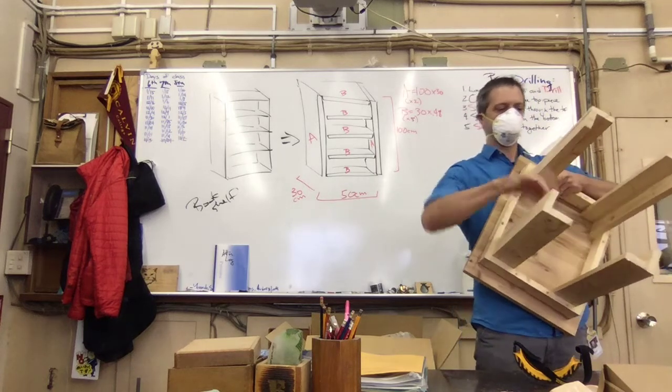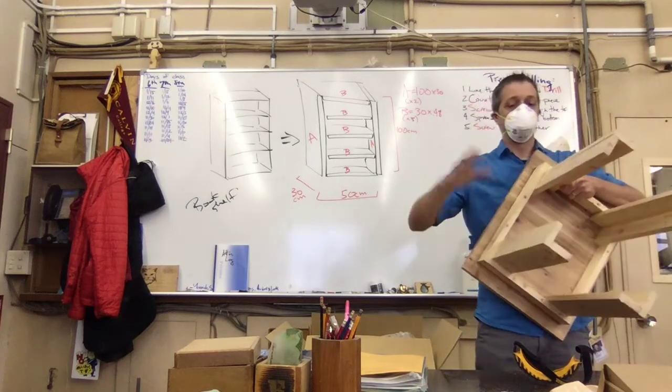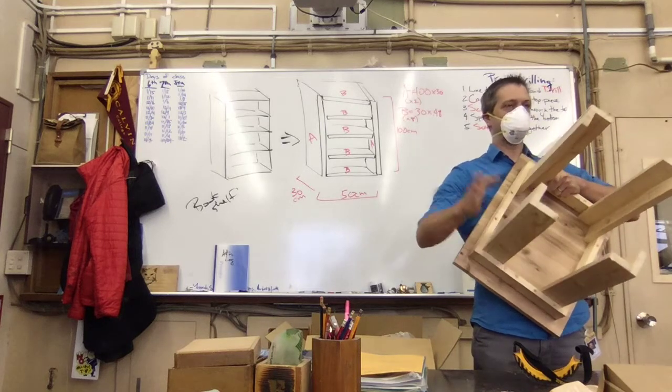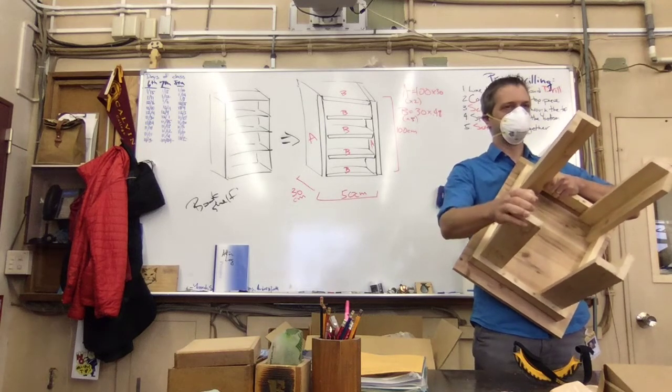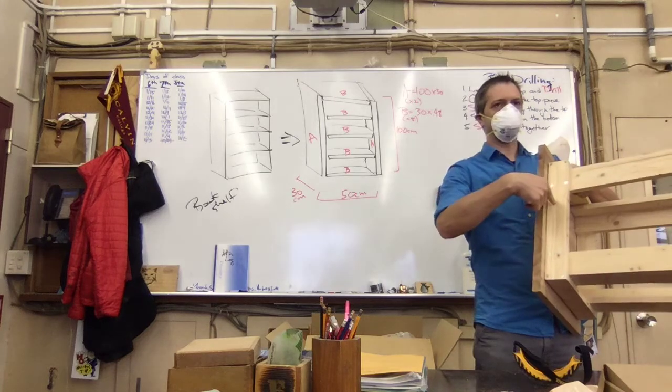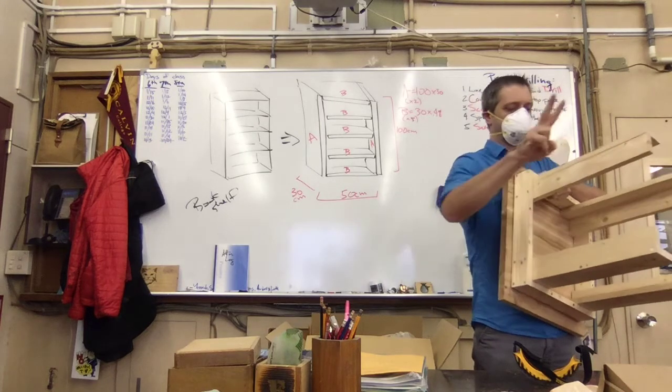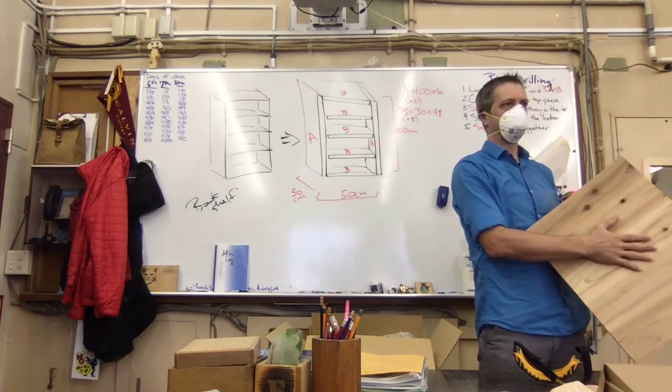So you've got 1, 2, 3, 4, 5, 6, 7, 8 pieces of wood. But that's just one shape. So make 8 pieces this shape. That's step 1. Make 4 pieces this shape: 1, 2, 3, 4. That was step 2. Then make the top. That was step 3.